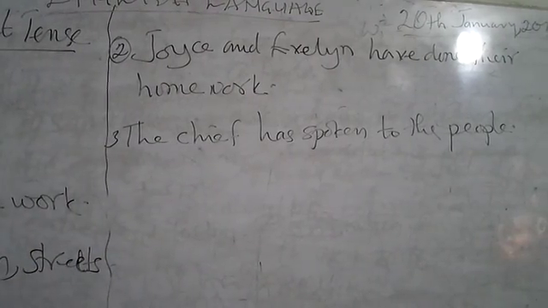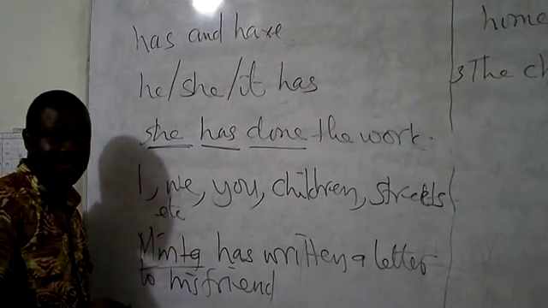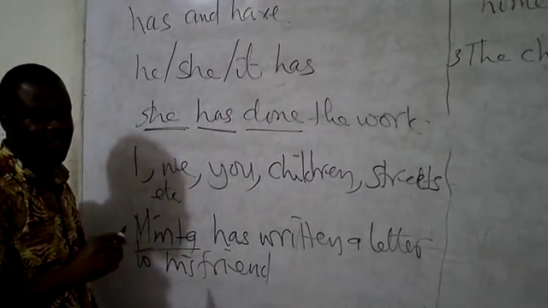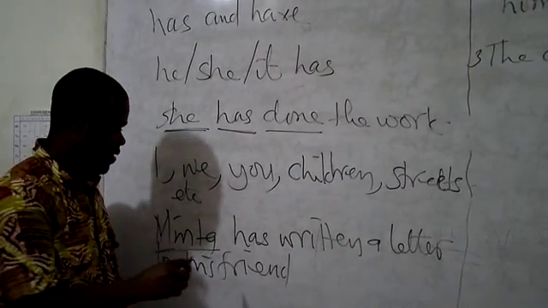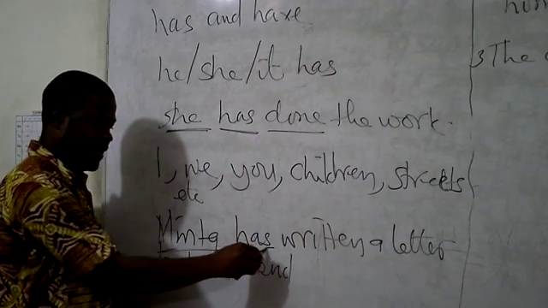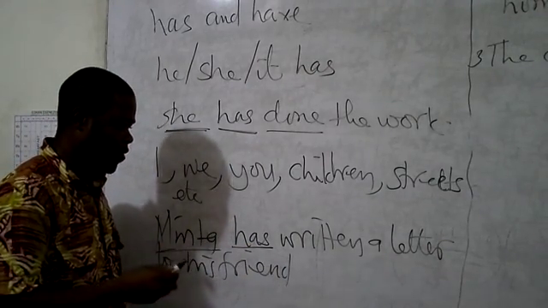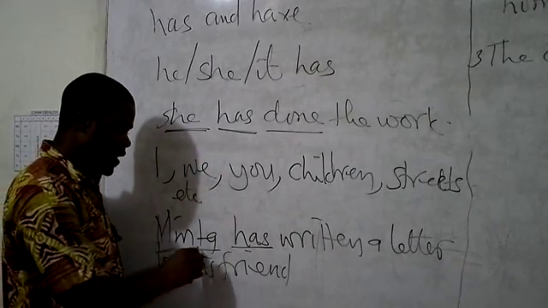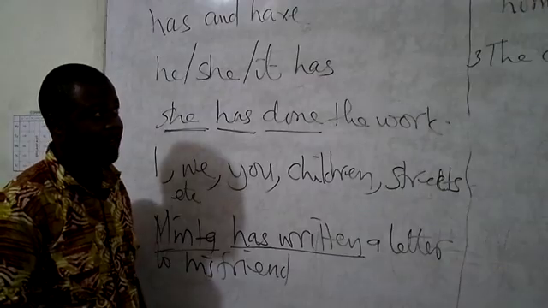Here are three examples. Minta is a singular subject, and being a singular subject, it has to take the singular perfect tense, that is what? Has. And followed by the past participle form of the verb. So we have Minta has written a letter to his friend.